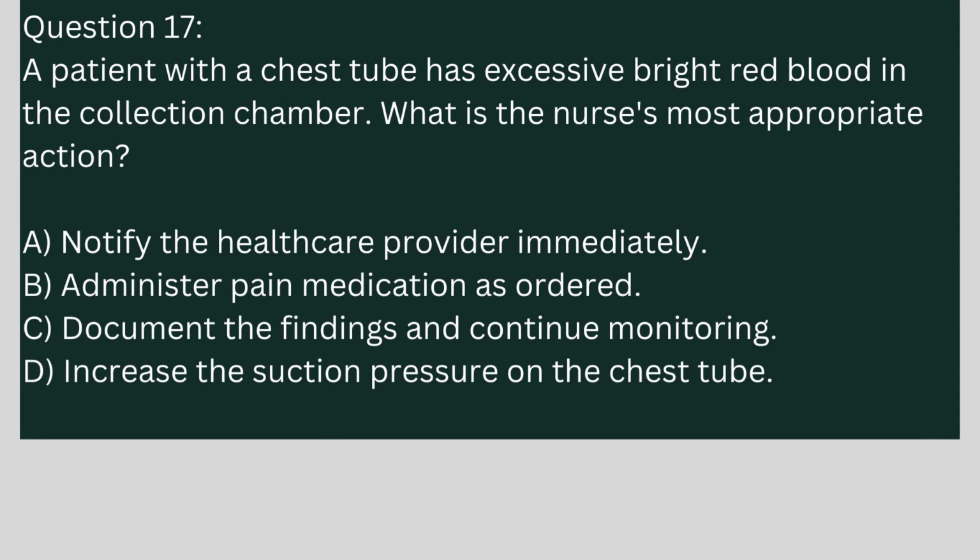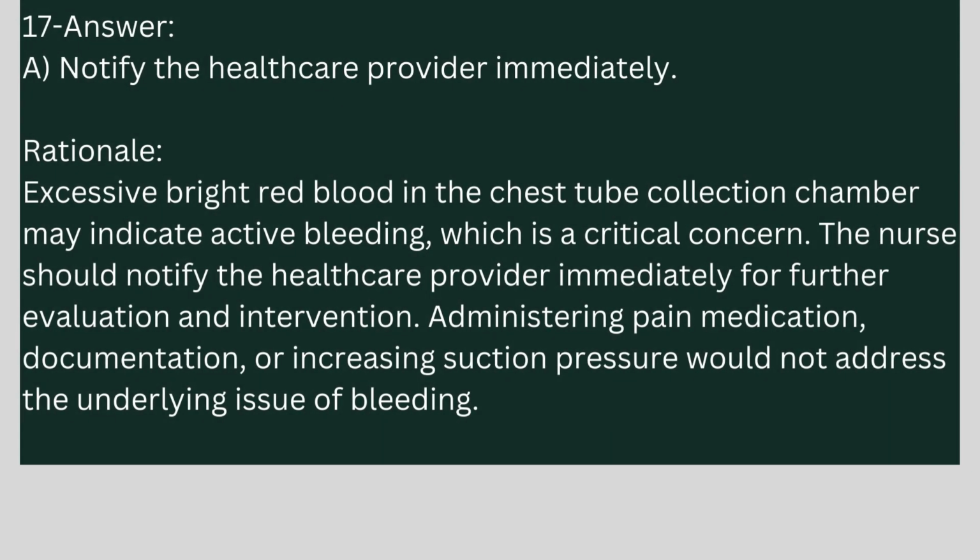Question 17. A patient with a chest tube has excessive bright red blood in the collection chamber. What is the nurse's most appropriate action? A. Notify the healthcare provider immediately. B. Administer pain medication as ordered. C. Document the findings and continue monitoring. D. Increase the suction pressure on the chest tube. Answer 17. A. Notify the healthcare provider immediately.